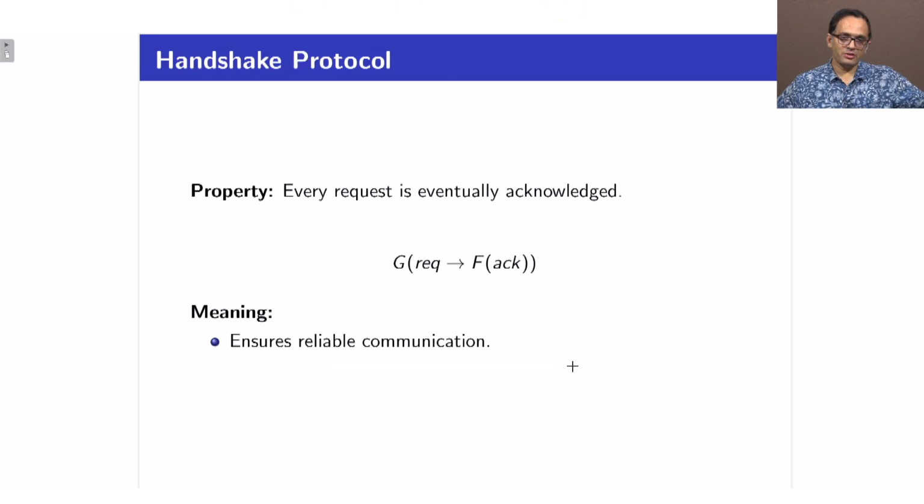Handshake protocol, when there are two modules sending some data, request and acknowledgement. What I am saying is that every request should eventually be acknowledged. It means if request, then in future acknowledge should come, and that is globally true. So this is basically reliable communication when you are communicating asynchronously between two modules using these signals. Okay.